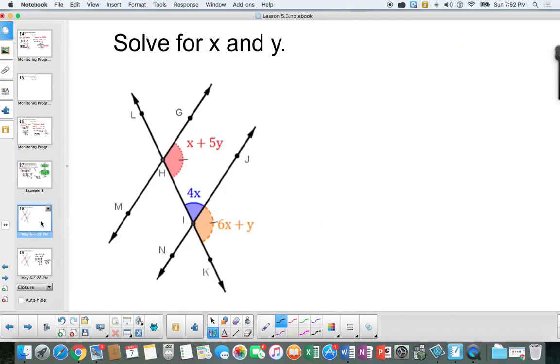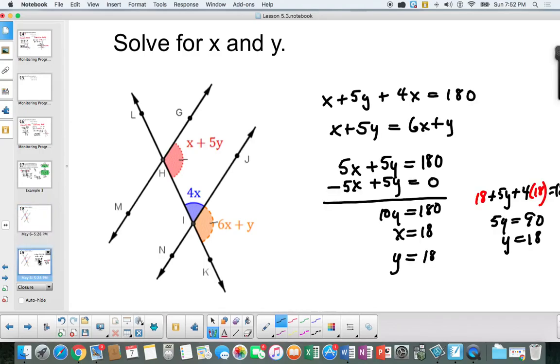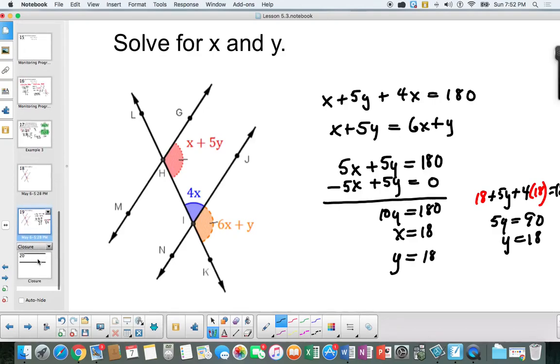Okay, your turn. I'd like you to solve for x and y. Stop the screencast and see what you can do. In this problem, I noticed that two of the angles were consecutive interior angles. They added up to 180, and the others were corresponding angles. And I went ahead and used the elimination method and found x was equal to 18 and y is equal to 18.